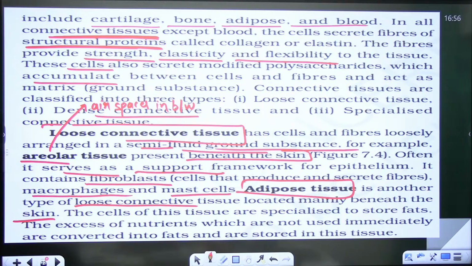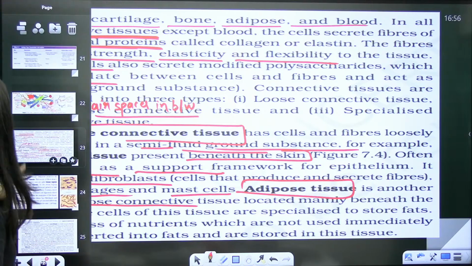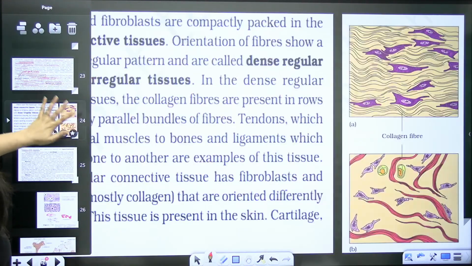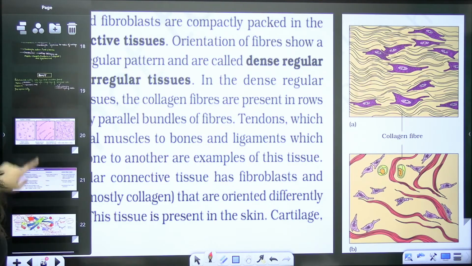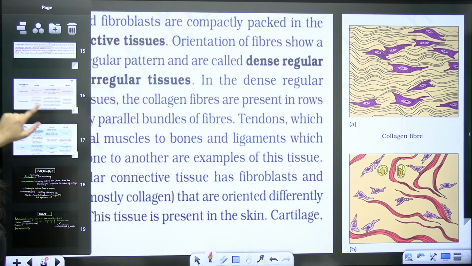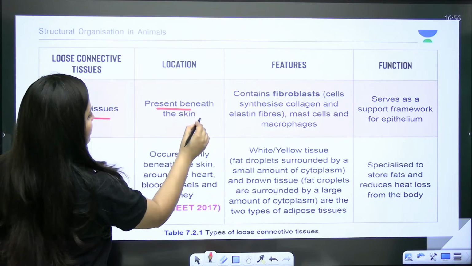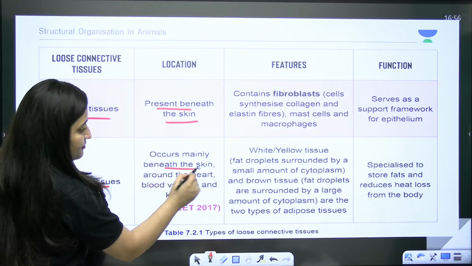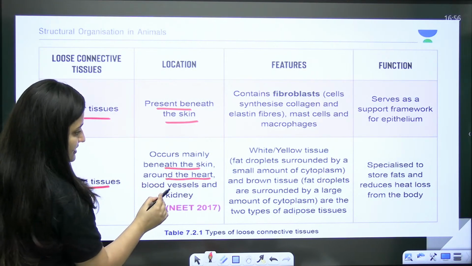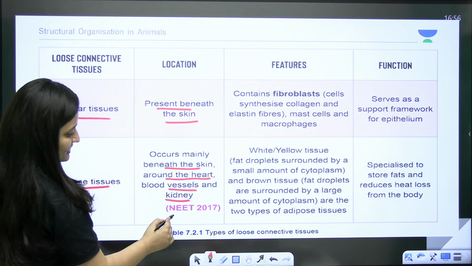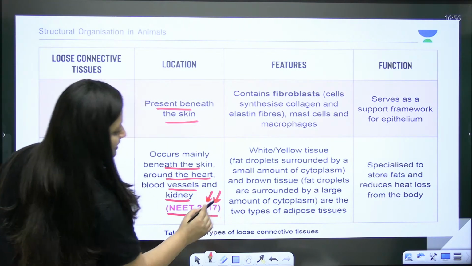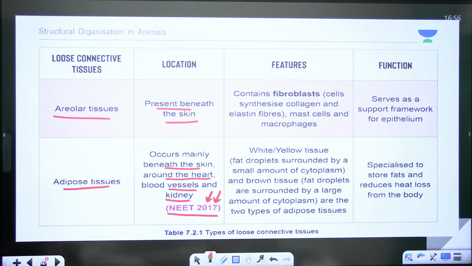So this is what you need to remember about loose connective tissue. You can see the diagrams as well: areolar and adipose. Areolar is present beneath the skin, and adipose occurs mainly beneath the skin, but it is also present around the heart, blood vessels and kidneys. This has been asked as a question in NEET 2017. It's a previous year question.